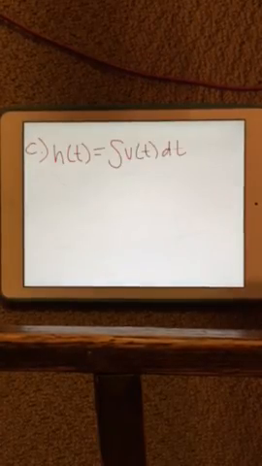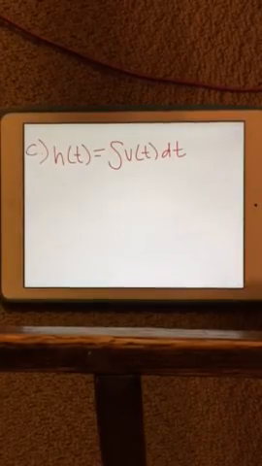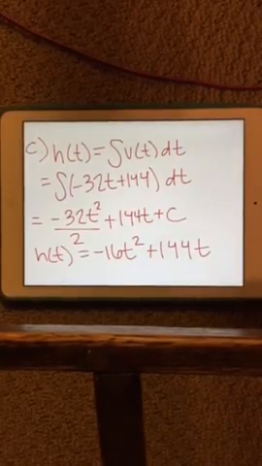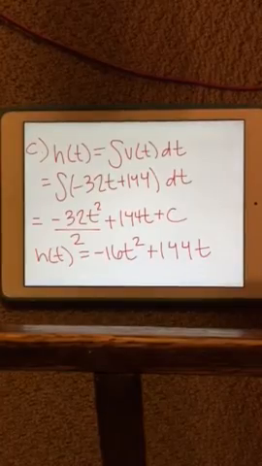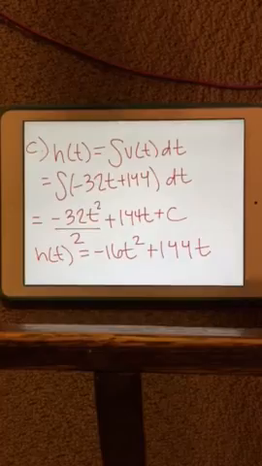Part C asks, what was the maximum height of the ball? And so to find the maximum height of the ball, we need to find the position equation. And the position equation is equal to the antiderivative of the velocity equation. So it's the antiderivative of negative 32t plus 144 with respect to t. So negative 32t squared over 2 plus 144t plus c.